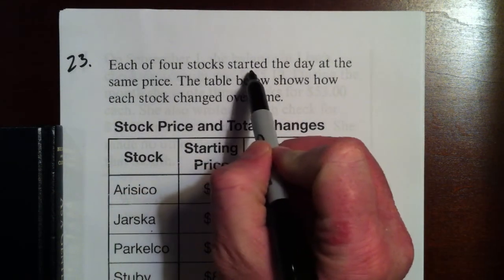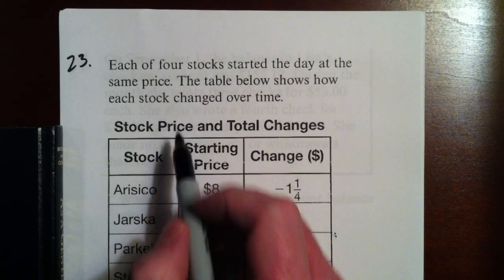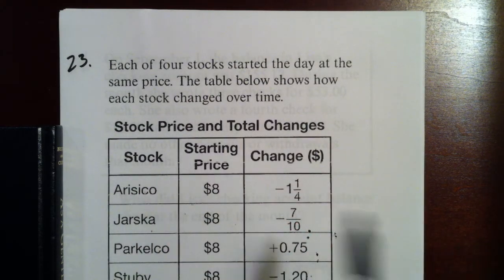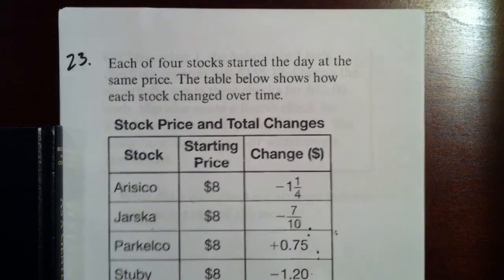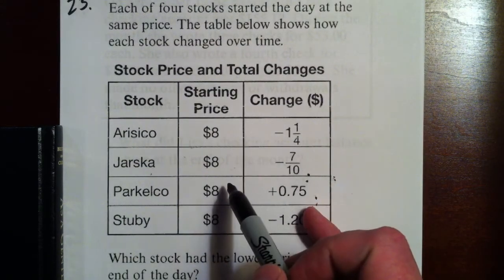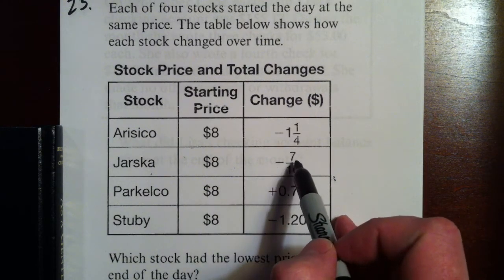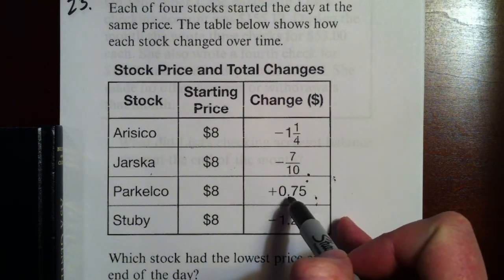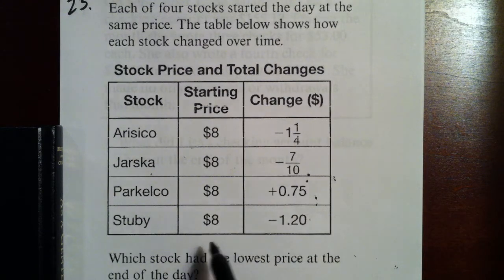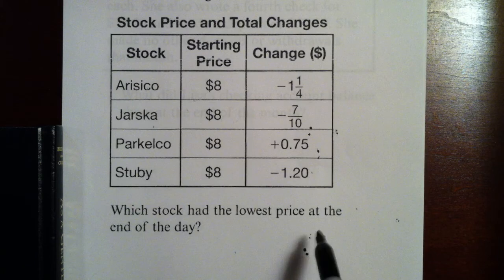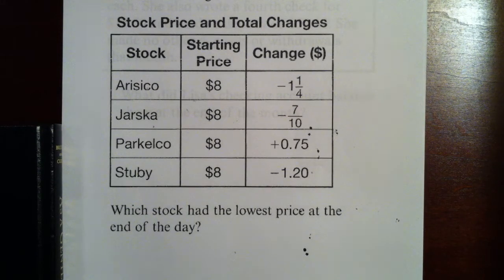Each of 4 stocks started the day at the same price. The table below shows how each stock changed over time. And again, all 4 of these started out at $8. Well, one dropped $1.25. One dropped 7/10 of a dollar. One went up 0.75 of a dollar, and one went up $1.20. Which stock had the lowest price at the end of the day?